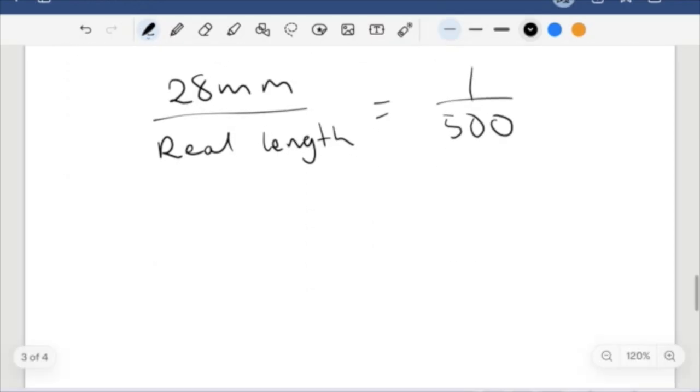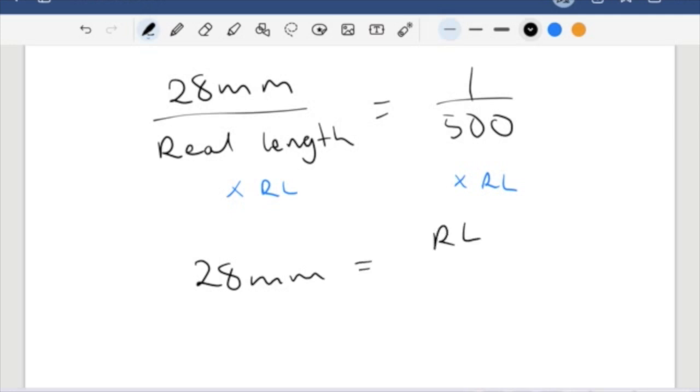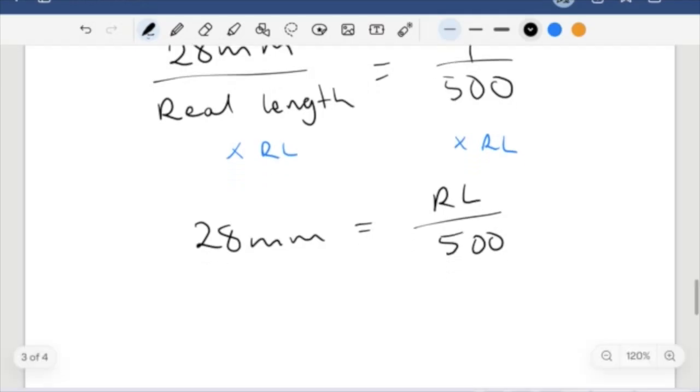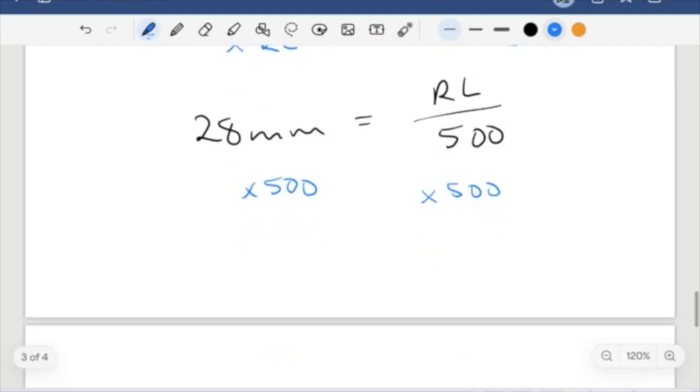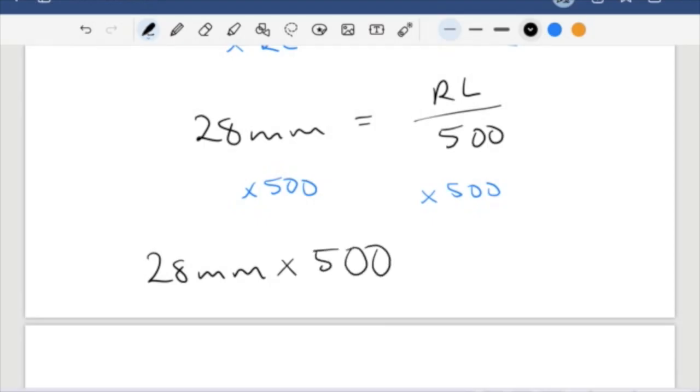Okay, now I can just rearrange this equation. I can multiply the real length across to the other side. So that gives me 28 millimeters equals the real length over 500. And now I can just multiply the 500 to both sides. And that gives me the exact same thing I had up here. I'm going to get my 28 millimeters times 500 equaling the real length. And that's going to give us the exact same answer.